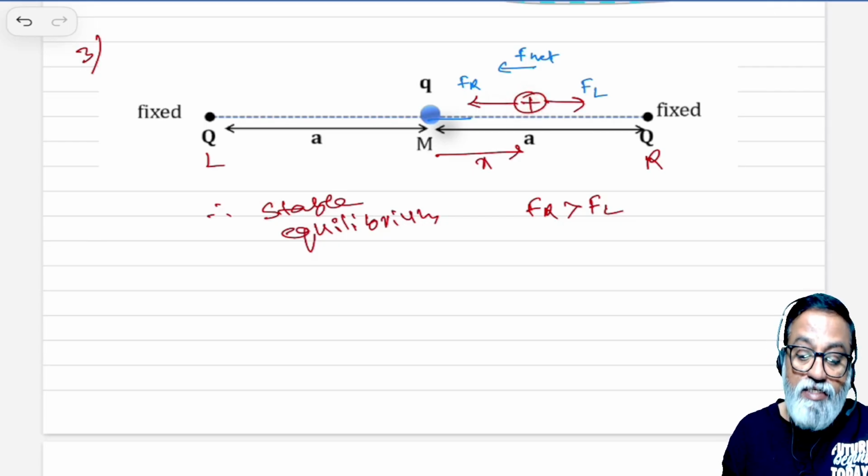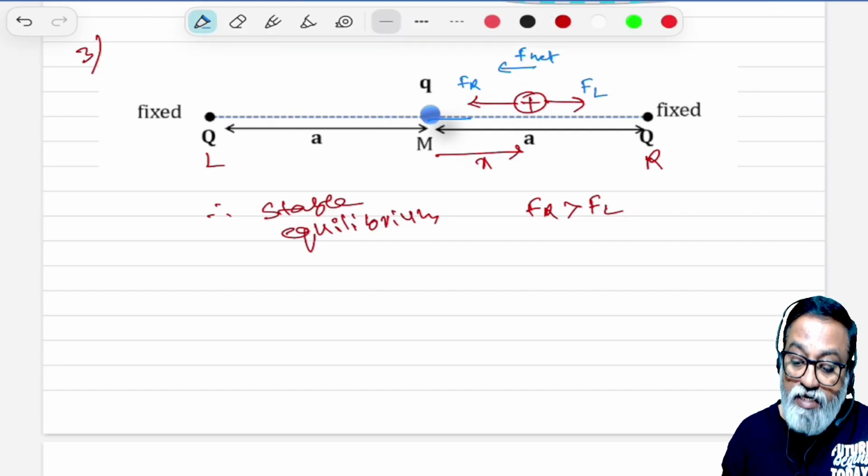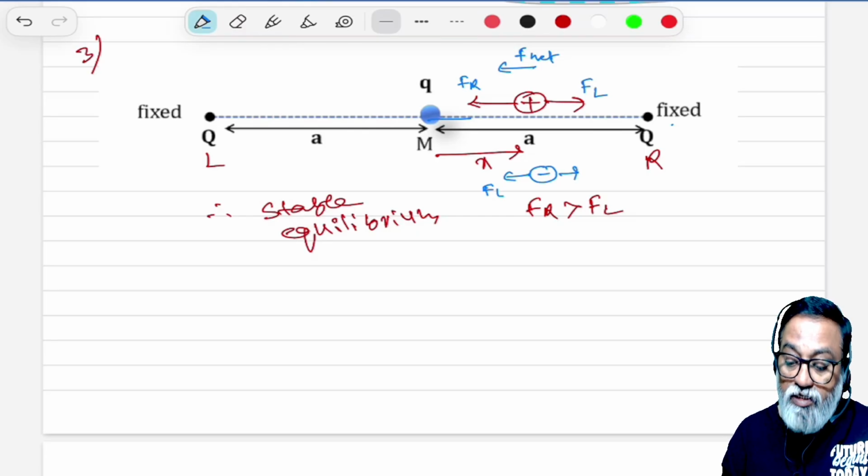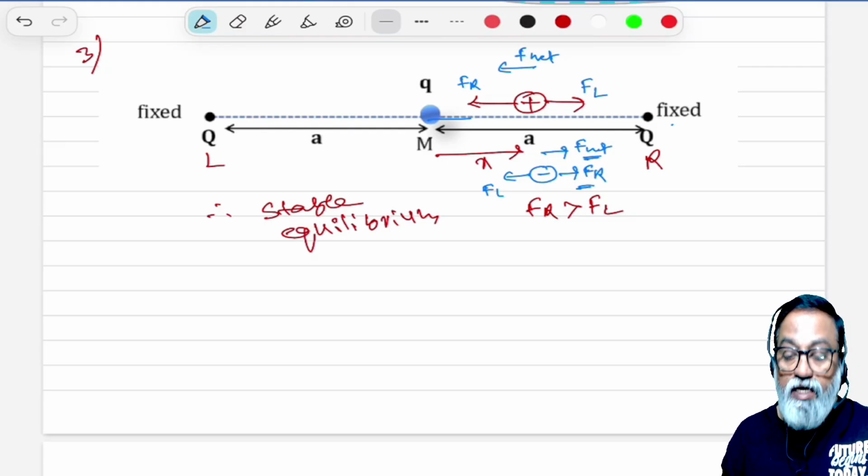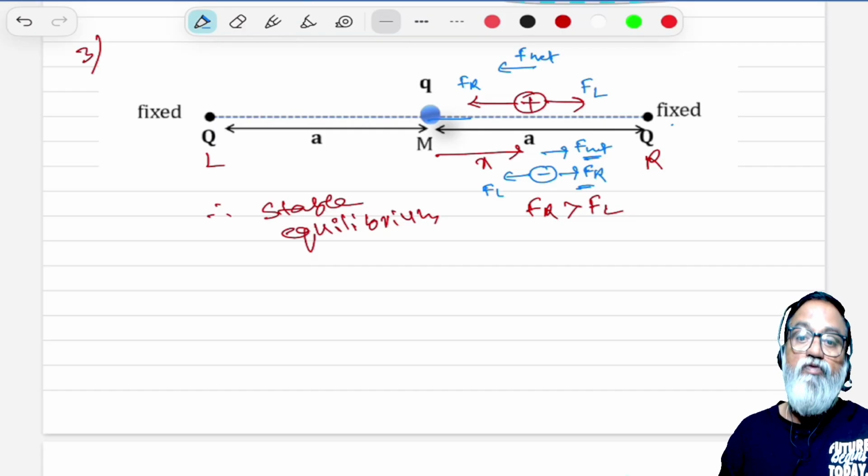For example, if it is a negative charge, the negative charge is attracted by the left charge with force Fl, and attracted by the right charge with force Fr. Here Fr is greater, therefore the net force is in this direction. If you disturb this charge towards the right, it moves further towards the right, therefore it is unstable.